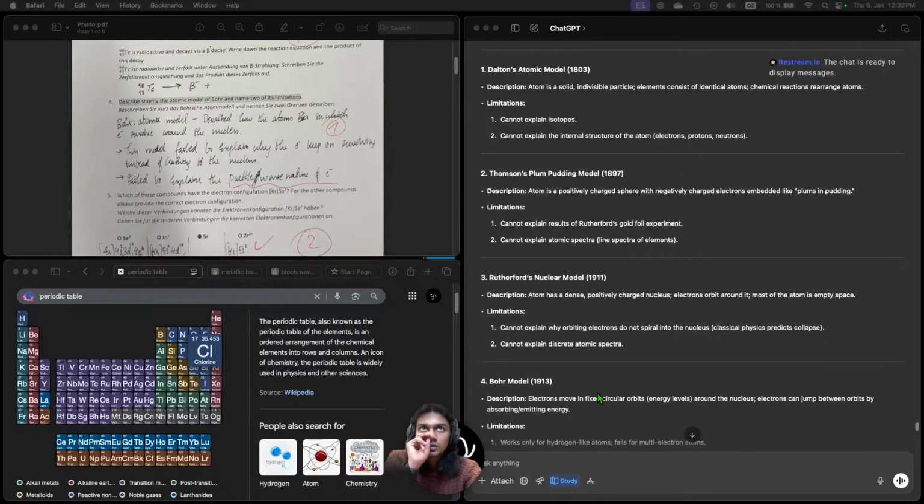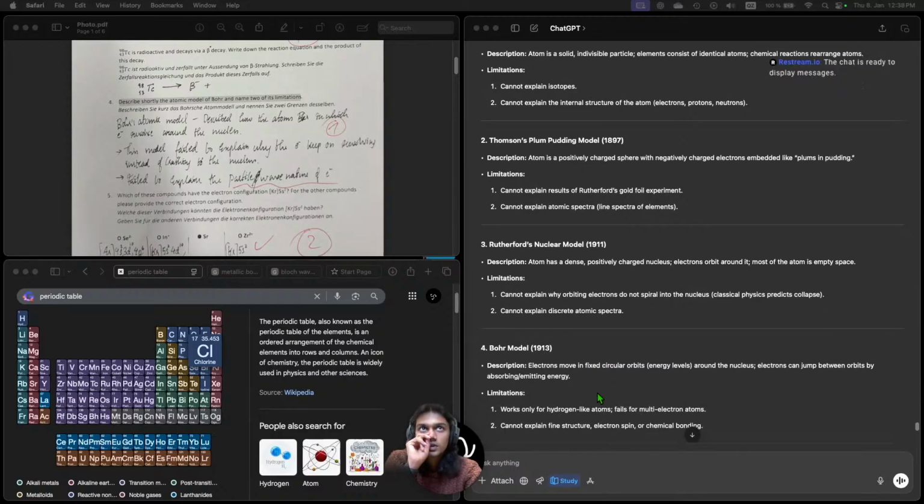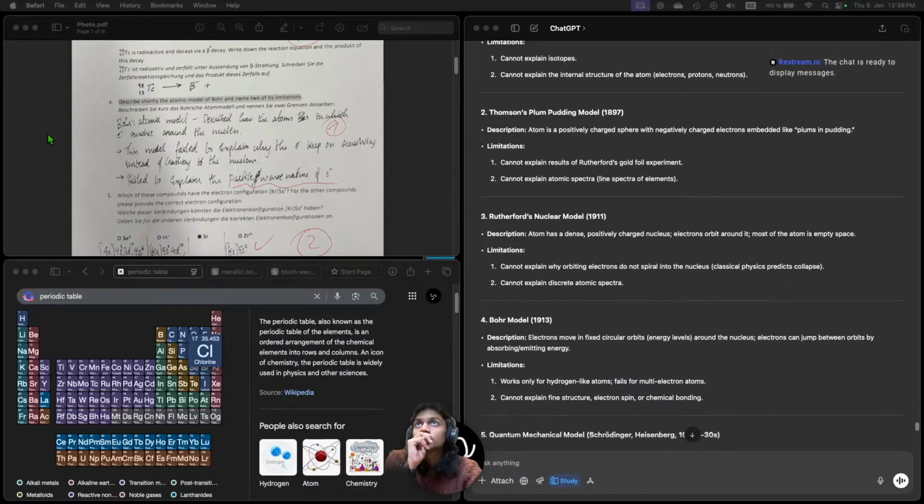Bohr model. Description: Electrons move in fixed circular orbits around the nucleus. Electrons can jump between orbits by absorbing or emitting energy. That's the Bohr model. Okay. Works only for hydrogen-like atoms, fails for multi-electron atoms, cannot explain the fine structure, electron spin, and chemical bonding.